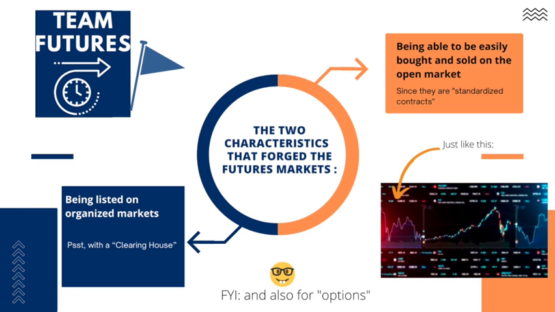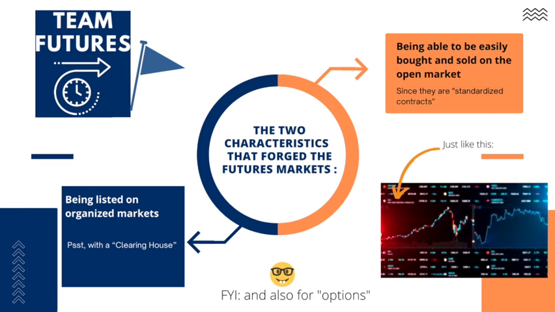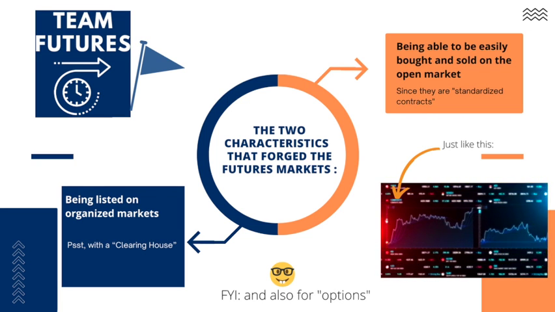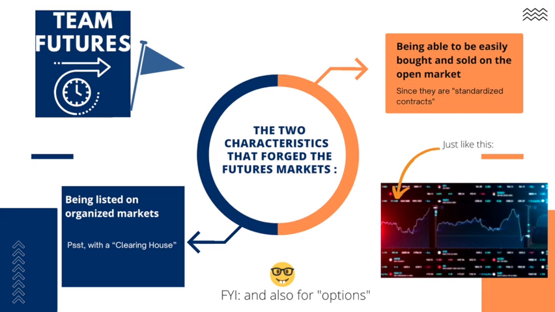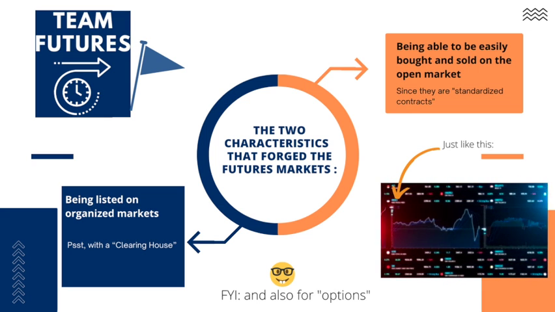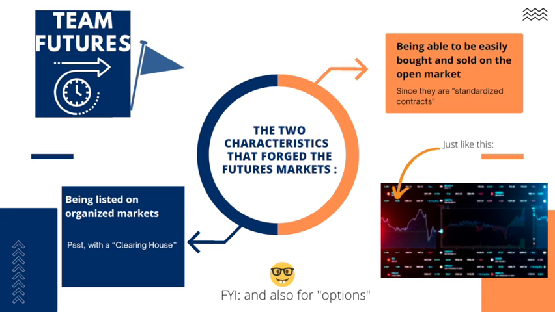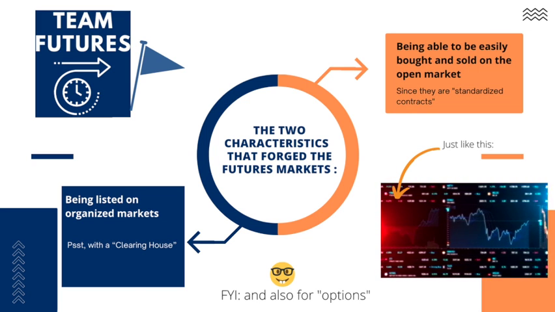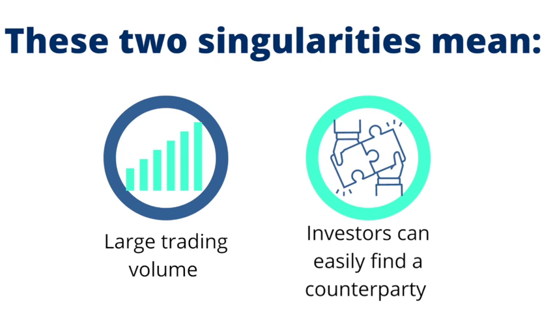The two basic characteristics that have facilitated the great development of the futures market, and also of options, are: 1. Being listed on an organized market with a clearinghouse, and 2. Being able to be easily bought and sold on the open market as they are standardized contracts, such as the shares listed on the stock market. These two singularities mean that a large trading volume can be generated, and an individual investor can easily find a counterparty, or, in other words, be able to enter and exit the market without too many difficulties.